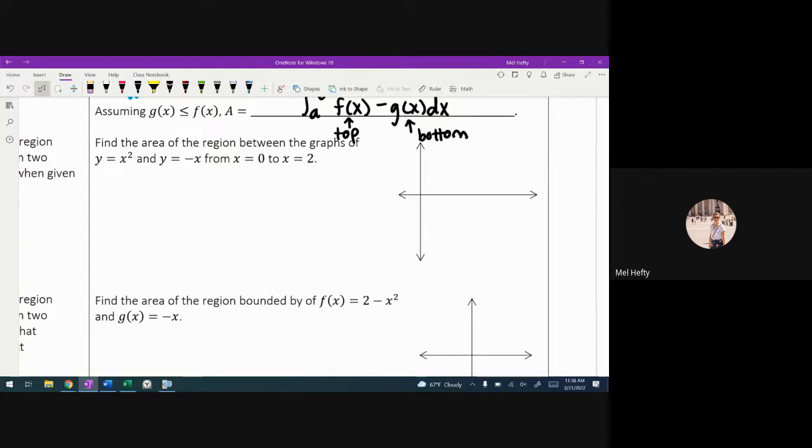Does anyone know what the function y equals x squared looks like? Parabola. Tell me anything you know about it. Goes through the origin. All right. I'm going to just kind of sketch it. That looks good enough. All right. And then what does y equals negative x look like?